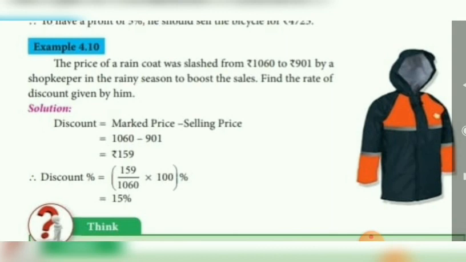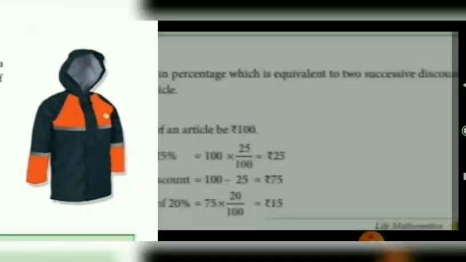Example 4.10. The price of a raincoat was slashed from 1,060 to 901 by a shopkeeper in the rainy season to boost sales. Find the rate of discount. Discount equals marked price minus selling price. So how many rupees is the discount? 159. Discount percentage equals discount divided by marked price into 100, because percentage means we have to multiply by 100. So the answer is 15%.